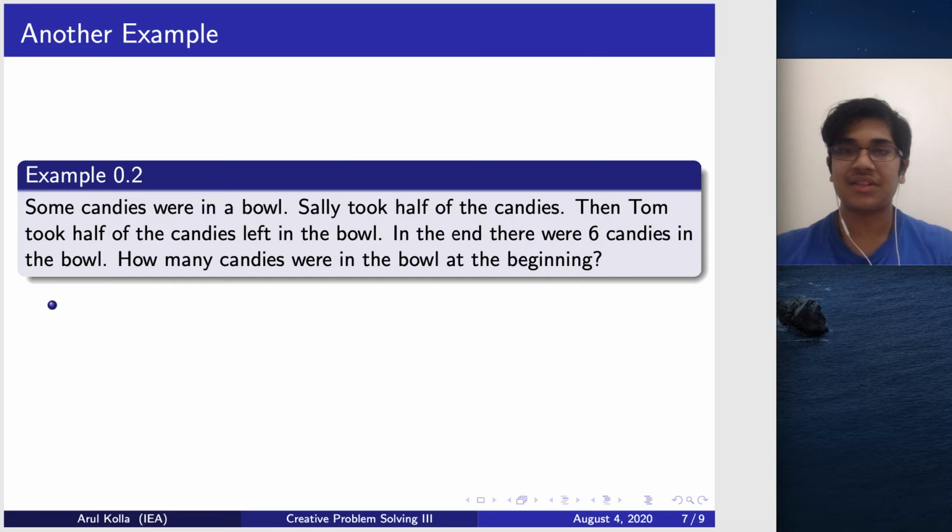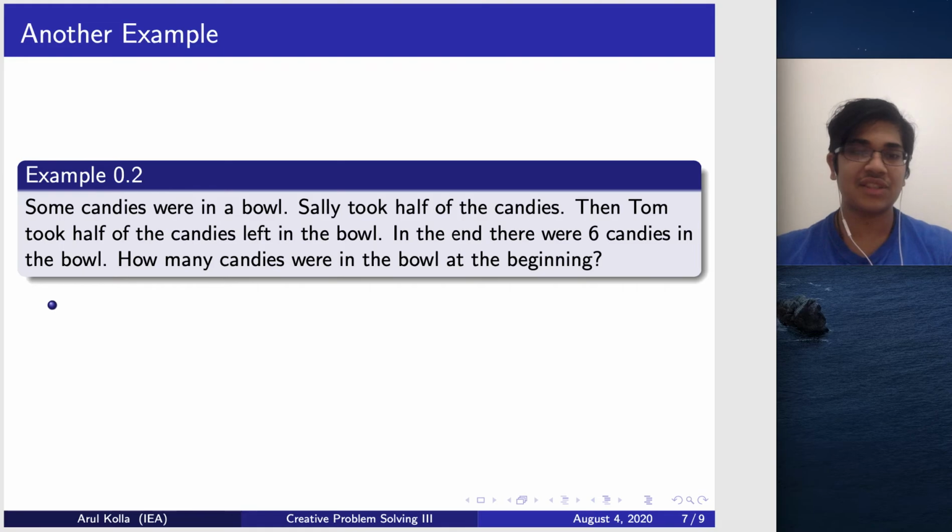So let's talk about another example. Here's another example. There are some candies in a bowl. Sally took half the candies, and then Tom took half the candies left. In the end, there are 6 candies in the bowl. So how many candies were in the bowl at the beginning? So again, pause this video now.